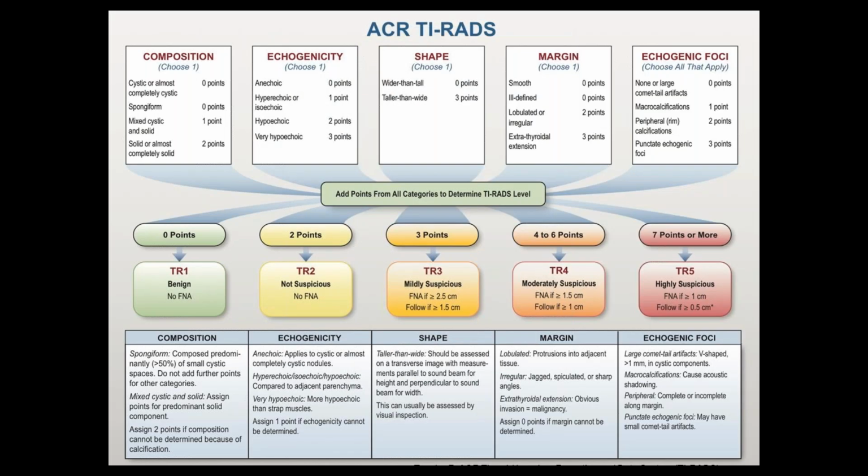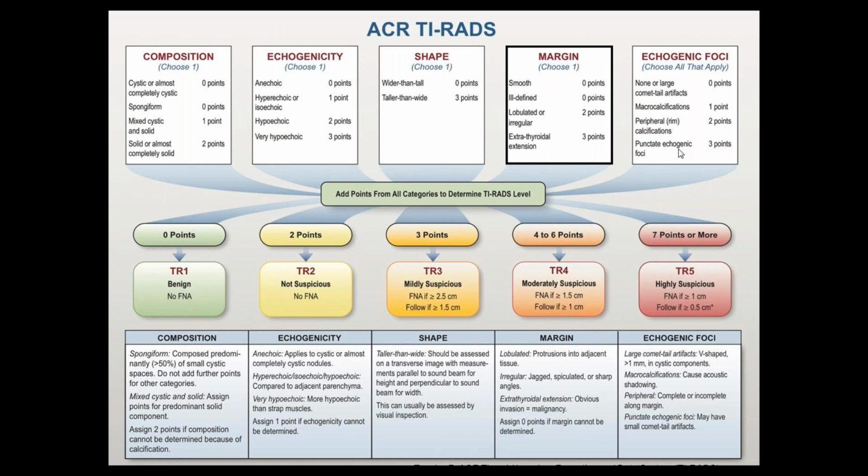This is the basis, the central point of ACR TI-RADS. It's our chart, and this is meant to be put up in reading rooms and elsewhere, as I'll describe. Here are the 5 categories at the top: composition, echogenicity, shape, margin, and echogenic foci. In each of these, you choose the one feature that applies for that category, whether it's composition, echogenicity, shape, or margin. The only exception is echogenic foci, the last category, because these features are not mutually exclusive and more than one of them may be present in a given nodule.